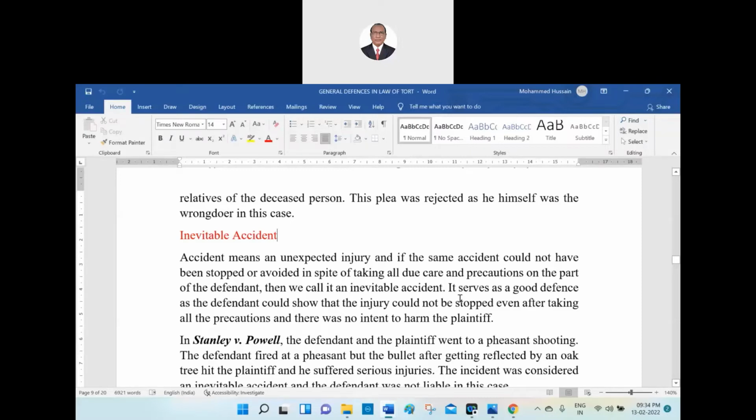It serves as a good defense, as the defendant could show that the injury could not be stopped even after taking all the precautions and there was no intent to harm the plaintiff. Because if all of a sudden a student or a boy, a minor, crosses the road where there is no zebra crossing, and where there is no school zone, and if it is a highway, naturally we cannot make it out. He tried to swerve to one side, but still the back portion hit the boy, so he got injured.